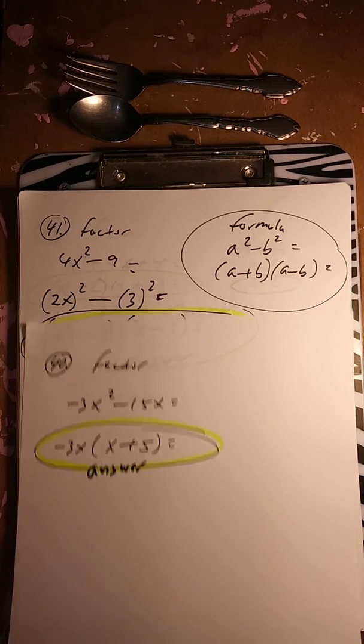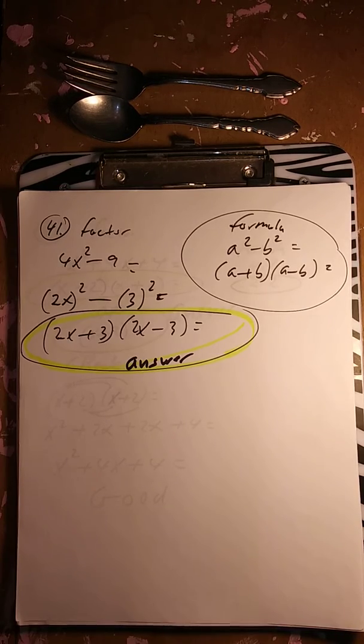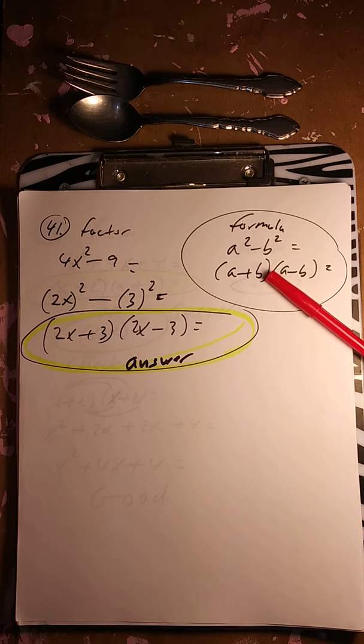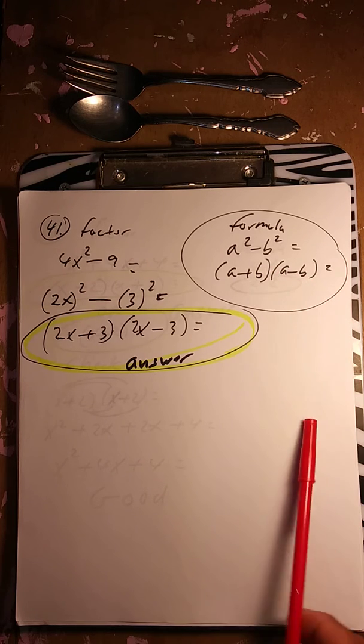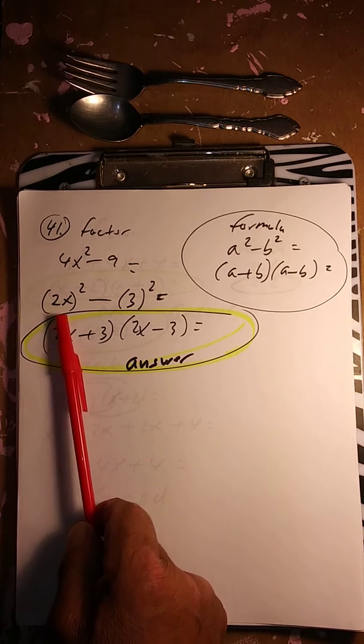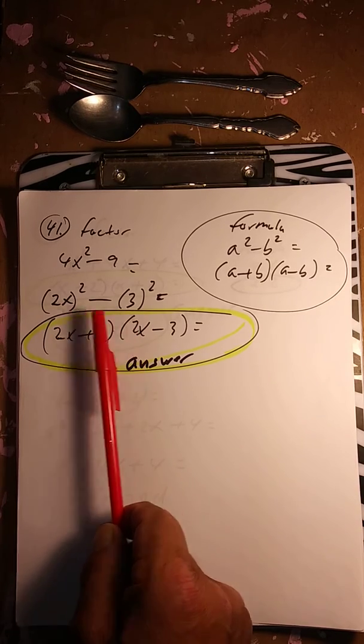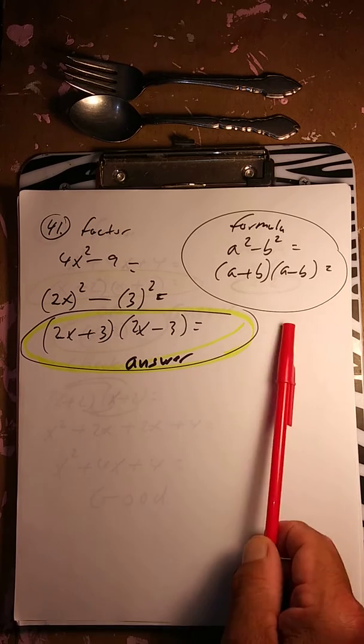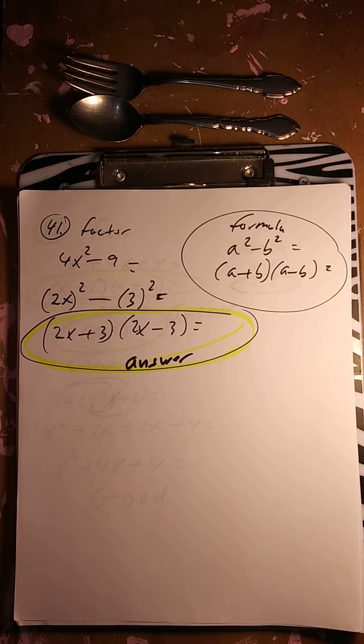Alright, let's go to the next one. Factor x squared minus 9. Well, formula: a squared minus b squared equals (a plus b)(a minus b). So we have 2x squared minus 3 squared, that's 4x squared minus 9. That's going to be (2x plus 3)(2x minus 3) using the formula for difference of squares.